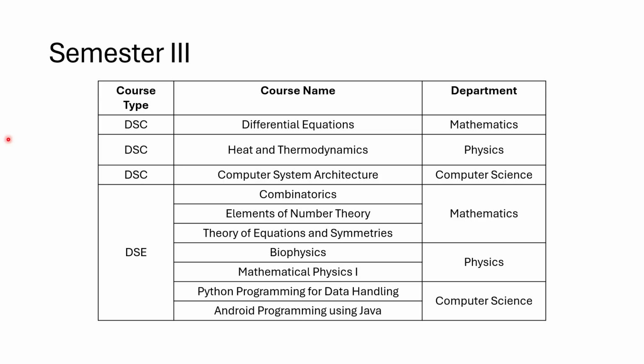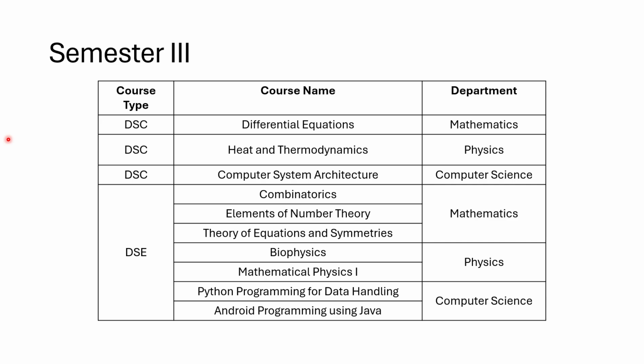Apart from that, you have to choose three more papers, wherein you can choose three DSEs, or two DSEs and one GE, or one DSE and two GEs. That's for semester 7 and 8. If you have any confusion, just rewind and listen to what I said again.